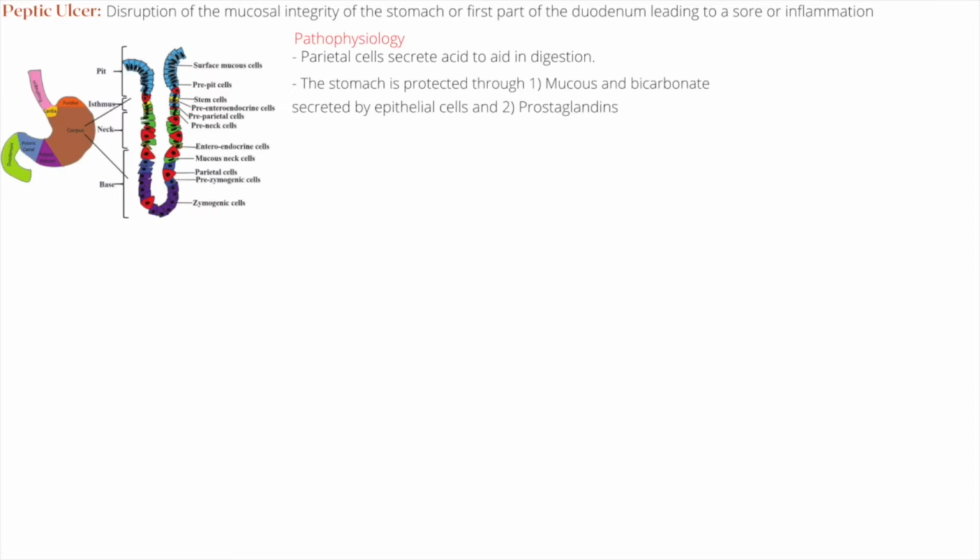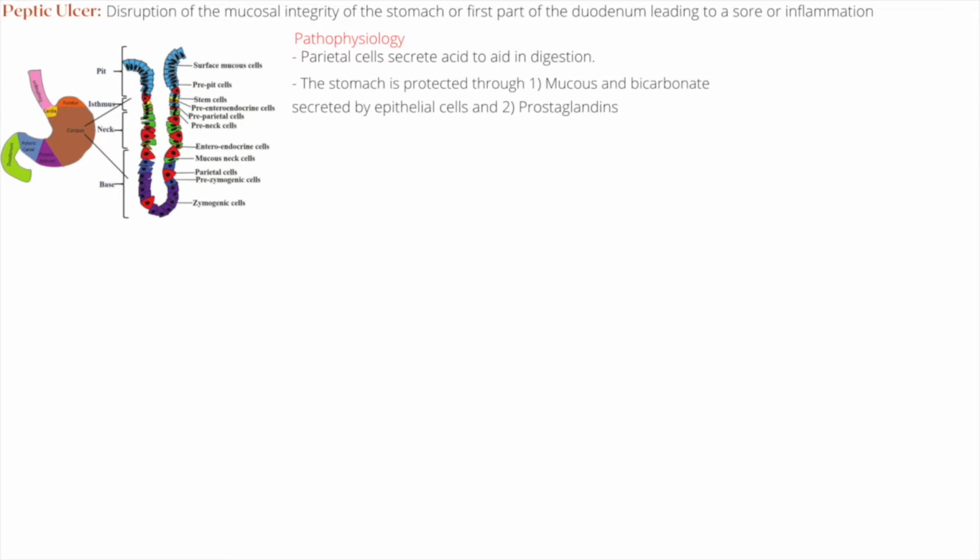Parietal cells are stimulated by CCK and acetylcholine to secrete acid to aid in digestion. The stomach is protected from this acid in a few main ways. Firstly, mucus and bicarbonate is secreted by epithelial cells, and the other main factor is prostaglandins. Peptic ulcers result when these factors are disturbed.